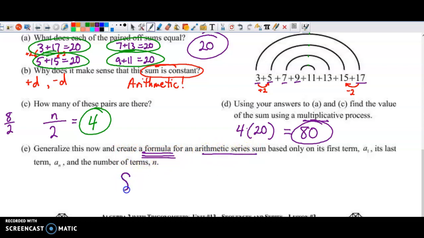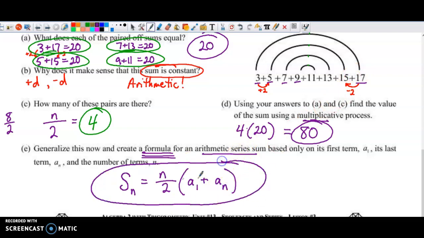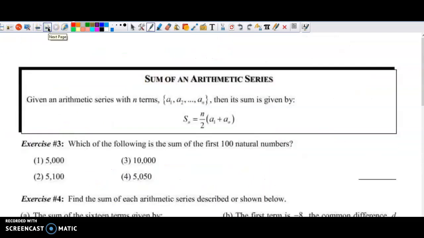Well, if we're looking for the sum, so we use a capital S, of the number of terms, you take the number of terms divided by 2, and you have to figure out one of these sum things. And what's easiest for us is to take the first term and add it to the last term. And I could write what n, a sub 1, and a sub n all mean, but it's actually the next box right here.